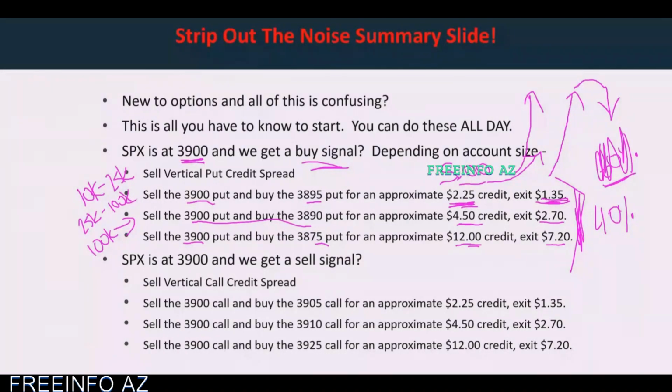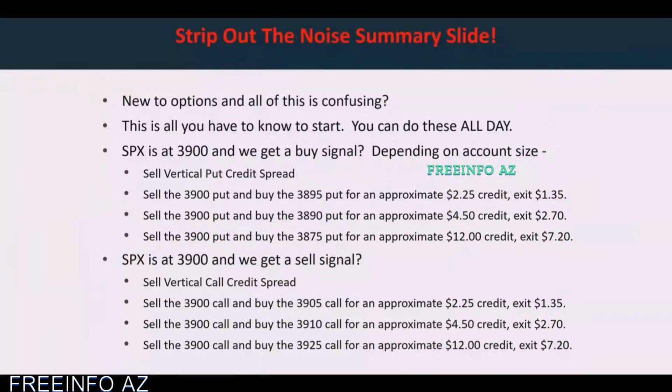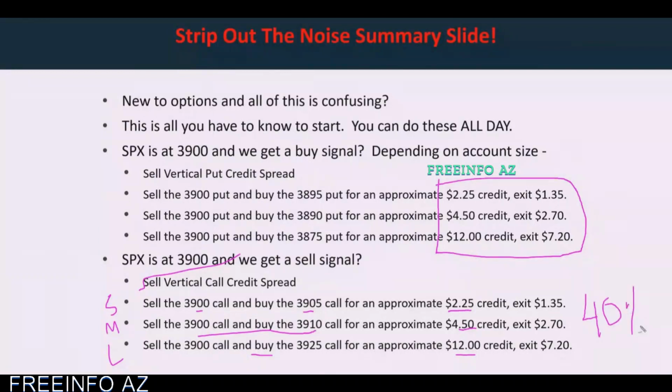Okay, now what if you get, okay, that's for a buy signal, right? If you get a sell signal, then same situation. So you've got a smaller account, medium account, larger account. We would sell the 3,900 call and buy the 3,905 call for protection, and we'd get a credit of 225. Or we could go $10 wide and get a 450 credit, or $25 wide and get a $12 credit. So we're talking about the same numbers, which is kind of nice. And then I'm going to place orders to buy it back at 40% of max profit.